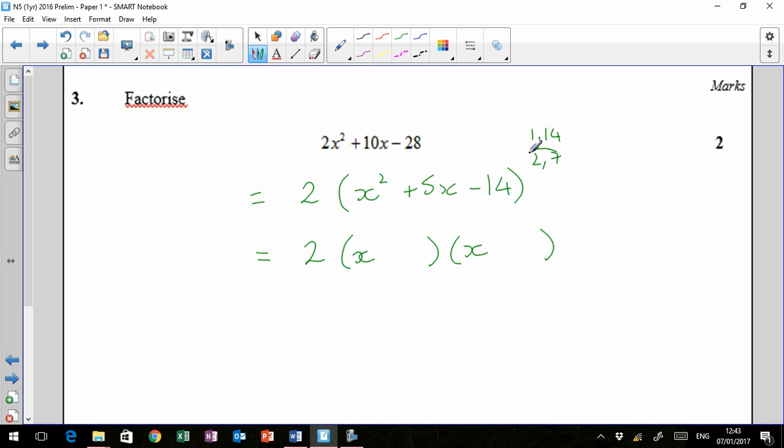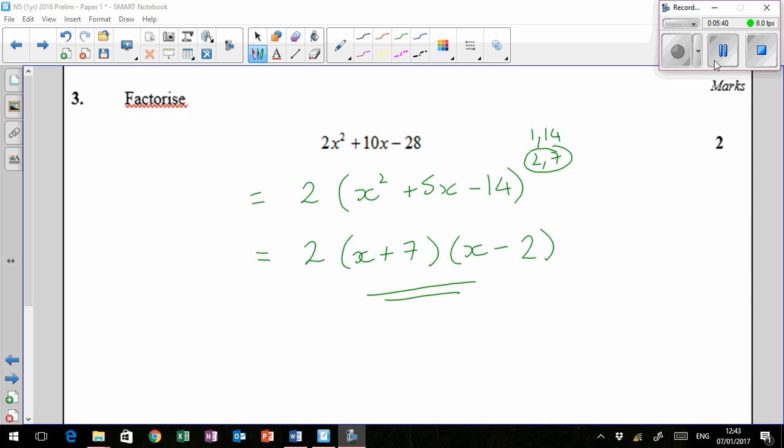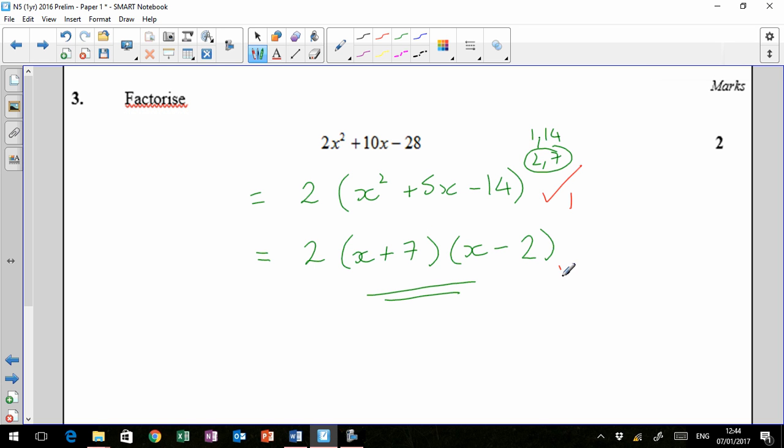Okay, the one that screams out 5 is your 2 and 7. You know it's going to be a plus and a minus because it's multiplying to a negative number, and plus 7 take away 2 gives you that 5 in the middle. So that's your final answer there. Okay. Now your marks, very simple here. Your first mark is for taking out the common factor, and your second mark is for factorising the trinomial left in the bracket.